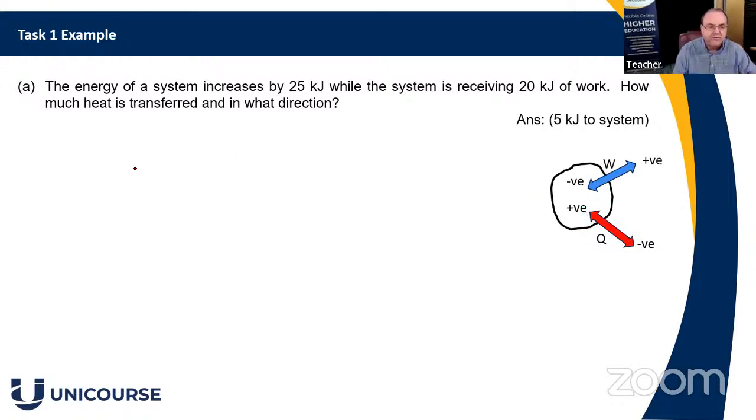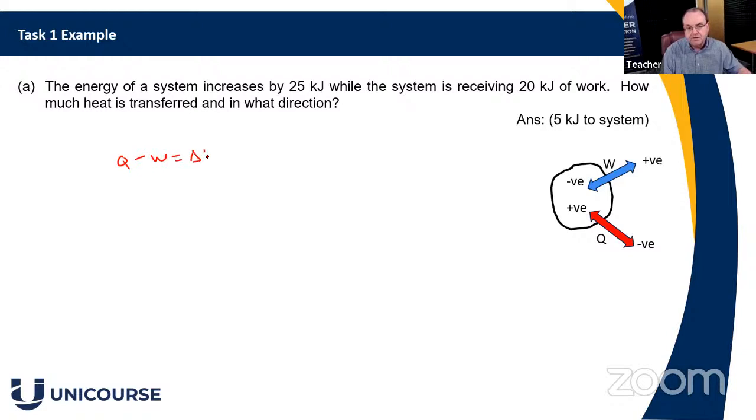Okay, so we'll start off, we'll write Q minus W is equal to delta U. That's our non-flow energy equation. Right, so what we've got: the energy of the system increases by 25 kilojoules. So that means delta U is equal to plus 25 kilojoules.